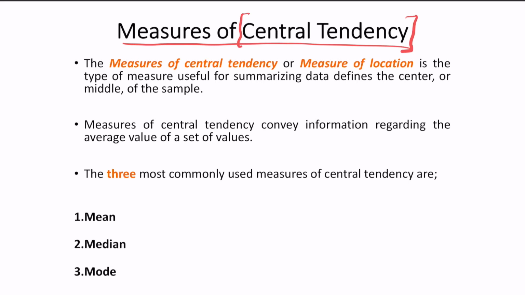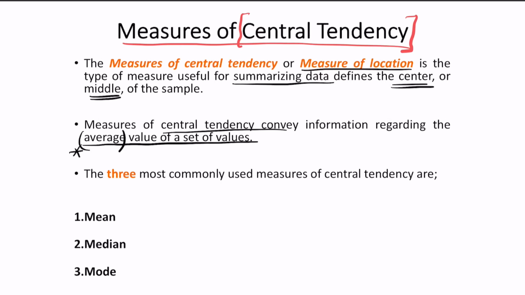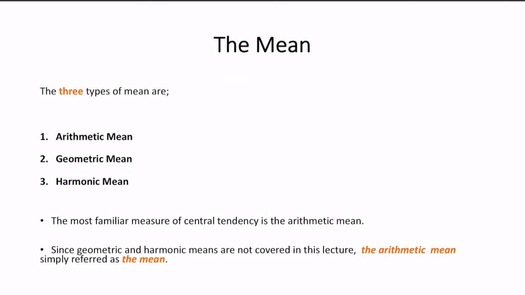It is a form of measure that's commonly used to summarize the data and define the center of that data, or the middle of the sample. The measures of central tendency basically convey information regarding the average value of a given set of values. Focus on this word average. That does not mean every time average is the same. There are three most commonly used measures of central tendency: number one, mean, number two, median, and number three, mode. Let's discuss each and every one of them.